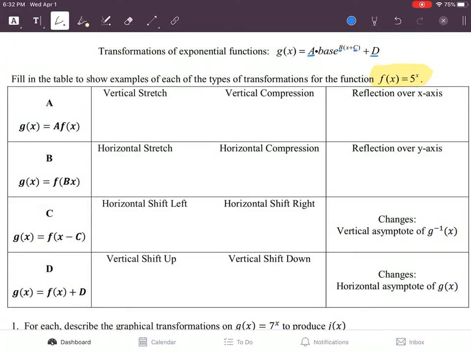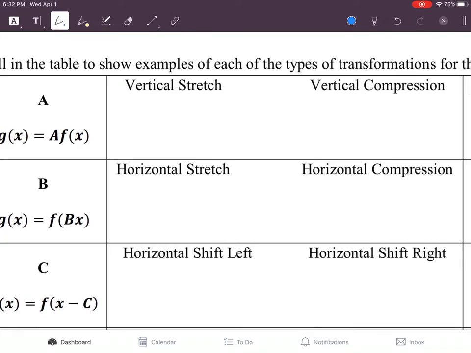So the first one, you have a vertical stretch. So we're going to take our g of x function. We're going to multiply 5 to the x by a number. So we're going to pick 2. So it's 2 times 5 to the x. And this is going to be our vertical stretch. So this is going to make the graph stretch vertically by a factor of 2.